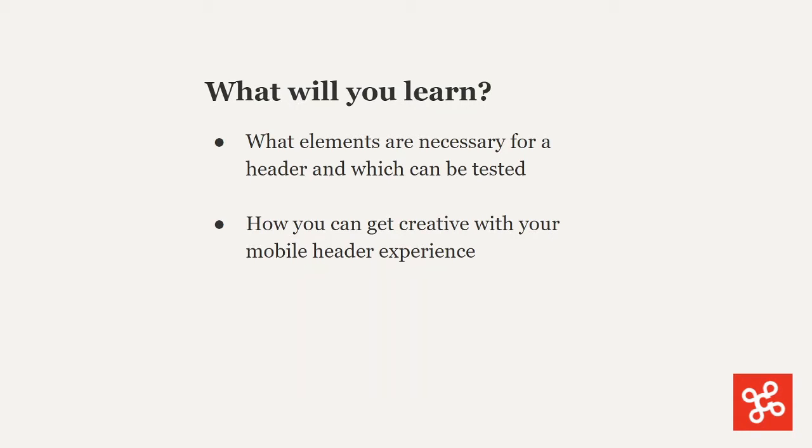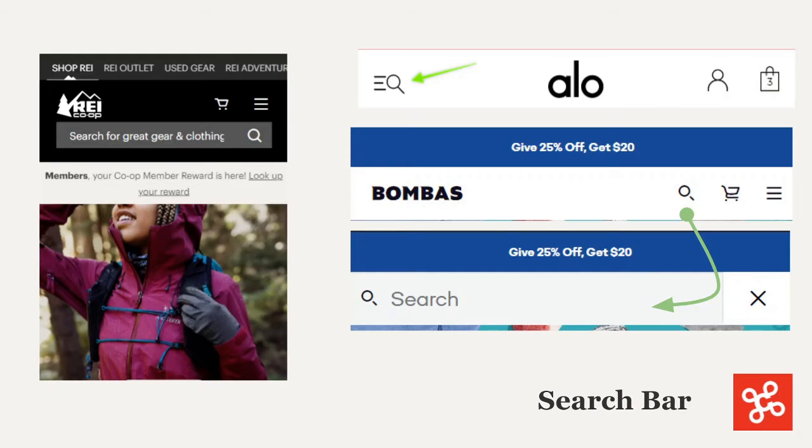So in this video, you're going to learn what elements are necessary for a header and which can be tested, and you'll see quite a few examples from other stores on how you can get creative with your mobile header experience. So here we can see a couple different options. We have REI, we have Alo Yoga, and we have Bombas.